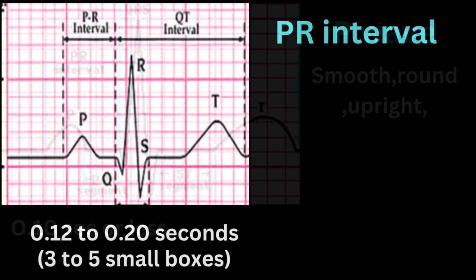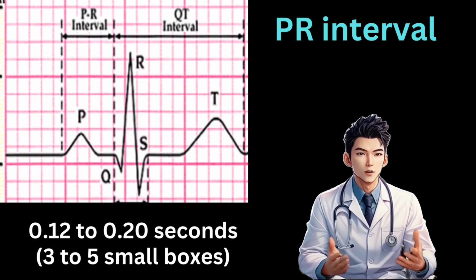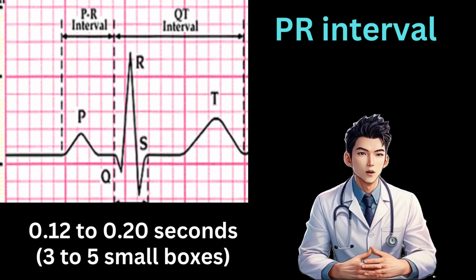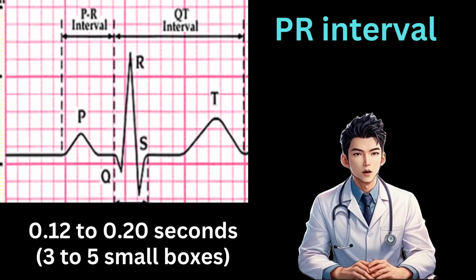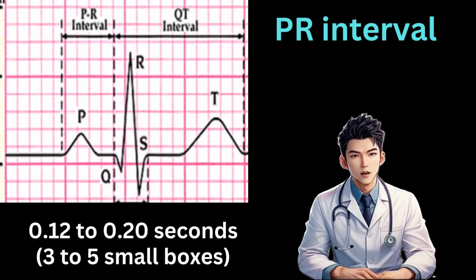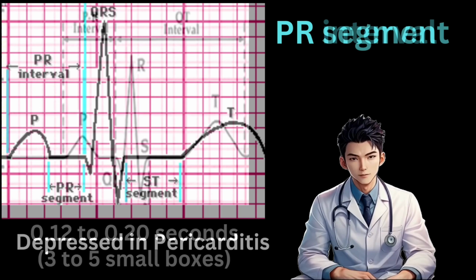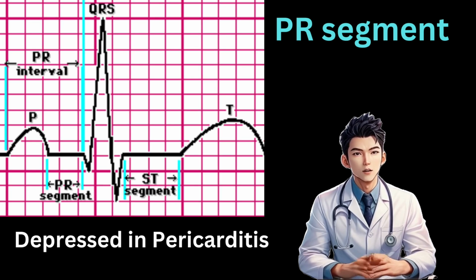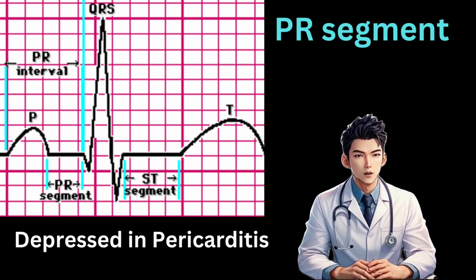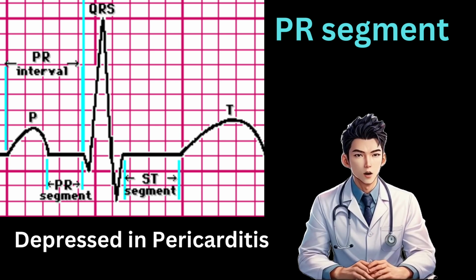Now coming to the PR interval. PR interval starts from the start of the P wave to the start of the R wave. This is the PR interval. PR interval is very important. PR interval should be 0.12 to 0.20 seconds, which is equal to 3 to 5 small boxes. Remember, the PR interval is all the waves and lines, and the PR segment is the line. PR segment is depressed in pericarditis.